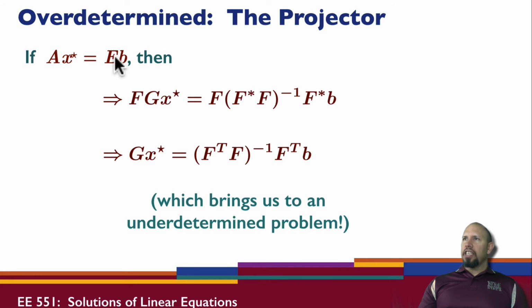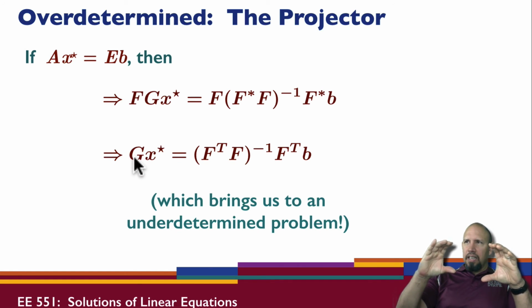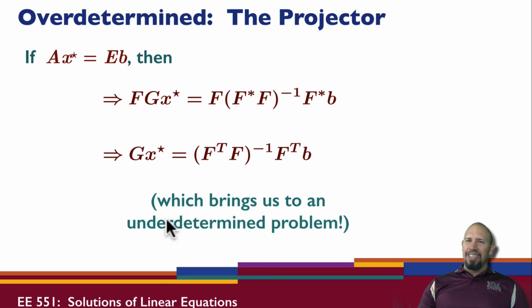So if A times X star is equal to EB, that is, if FG times X star is equal to E times B, notice that F is multiplying the front side of both of these equations, so I can drop the F, which is full rank, and just get G times X star is equal to this quantity. So we started off with an overdetermined problem, but this problem now, in general, is short and fat. This problem in general is an underdetermined problem. Okay, and so we can actually work with the underdetermined problem by working with the null space of G in all of this. So we may have an infinite number of solutions. The smallest of them is given by the pseudo-inverse.